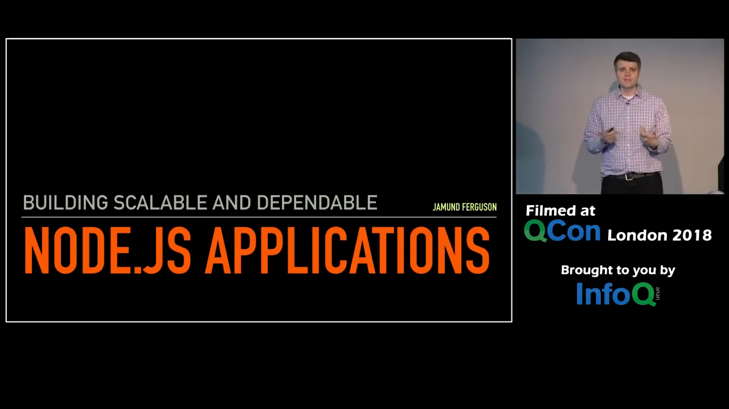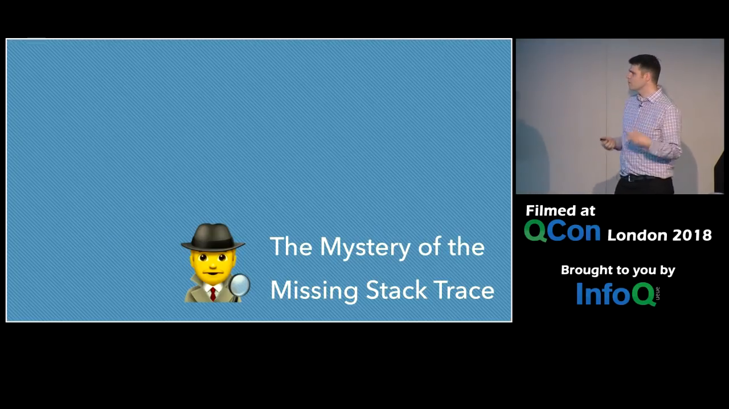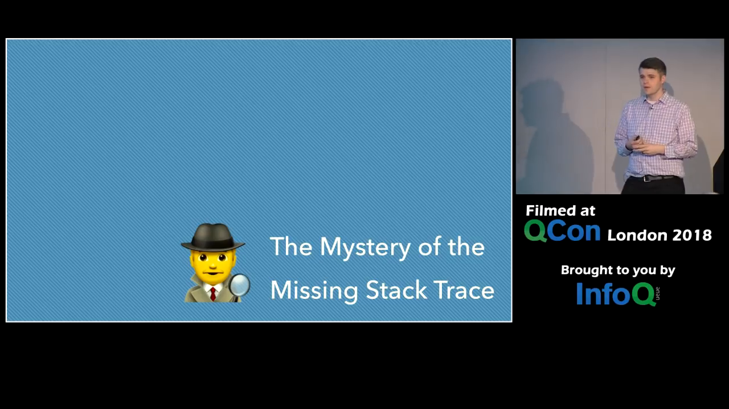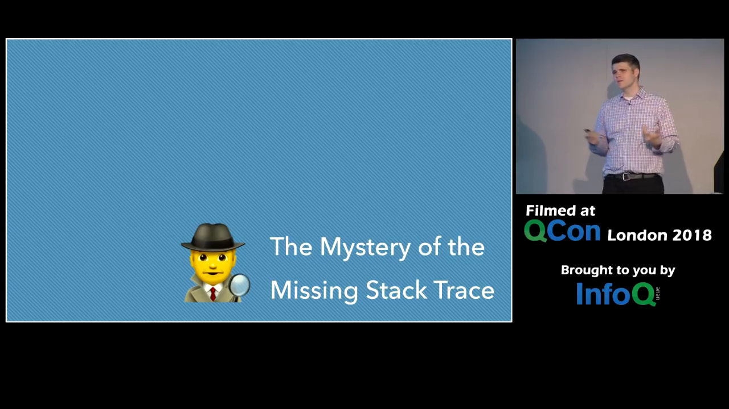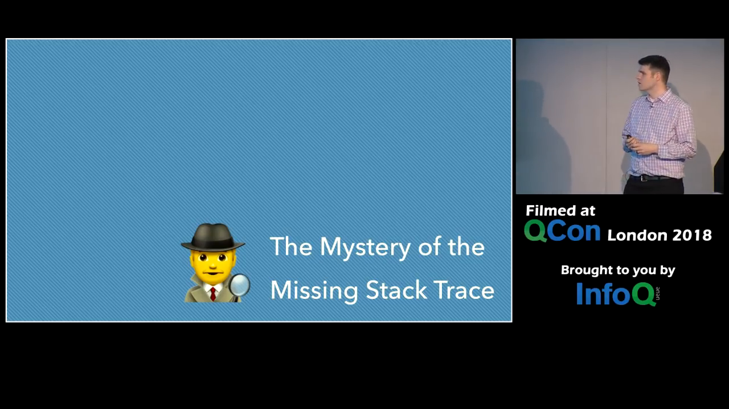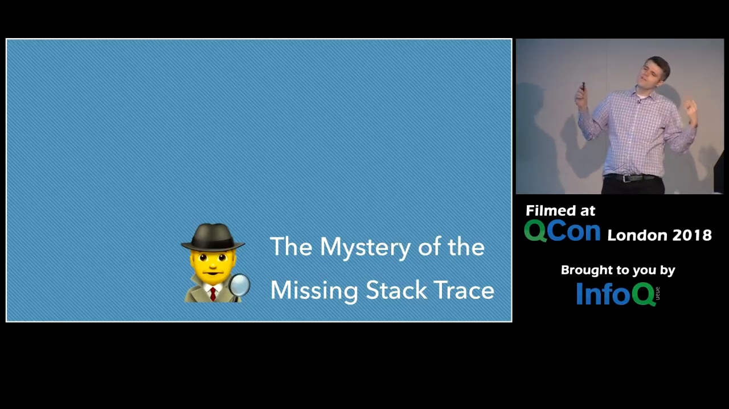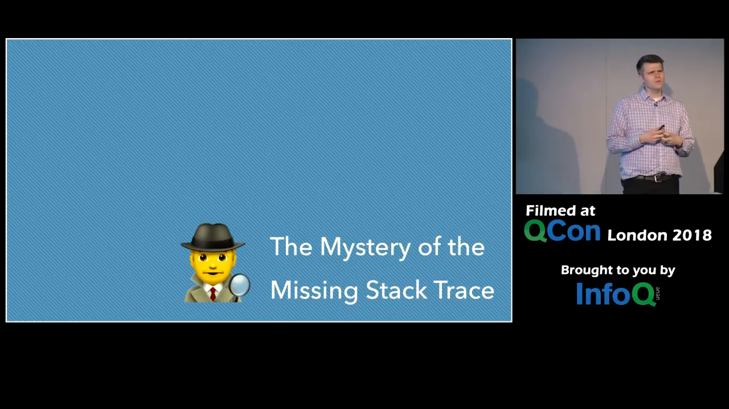So my talk's called Building Scalable and Dependable JavaScript Applications, showing how to use Node and JavaScript responsibly. The way that I want to start this is by talking about a bug that we had at PayPal, where I work on the Send Money team primarily, about a year ago. I'm going to call it the mystery of the missing stack trace. You will see why in a second.